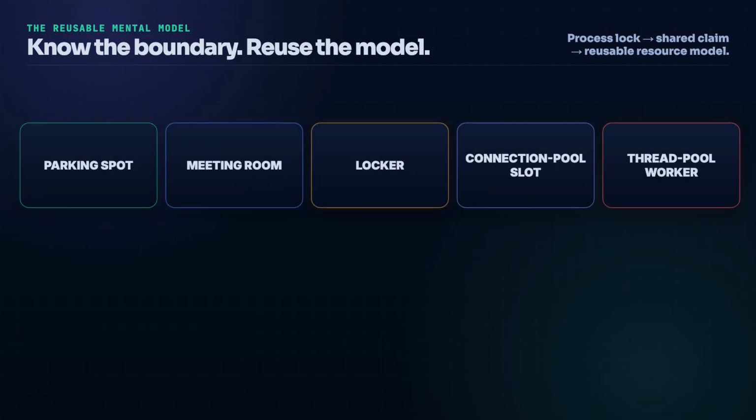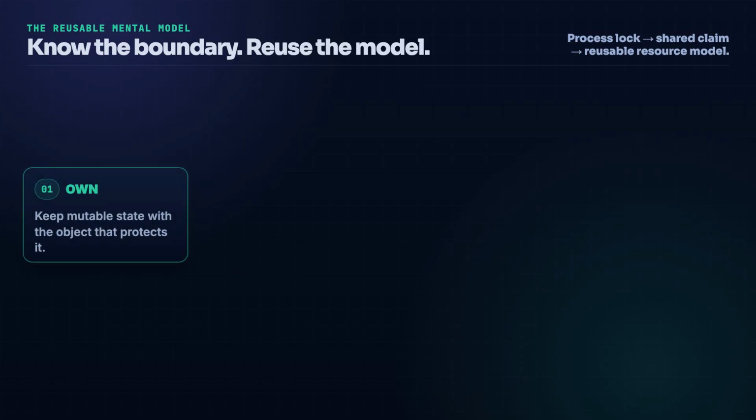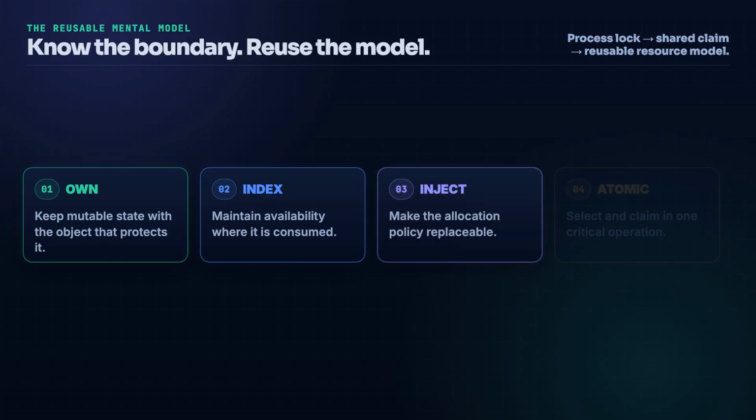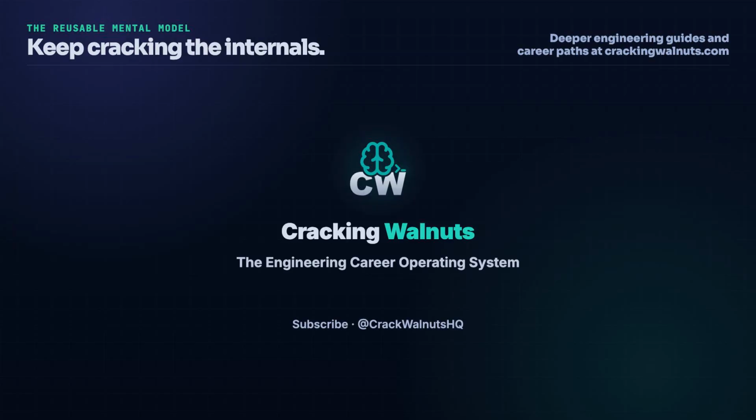This design is also bigger than parking. A meeting room, locker, connection pool slot, or thread pool worker follows the same shape. Match a request, claim one resource, issue a lease or ticket, and release it later. Remember 4 rules. First, let the write object own mutable state. Second, index availability where it is used. Third, inject the matching policy. And fourth, make selection plus claim atomic. That is parking lot low-level design, built from real pressure instead of a pattern checklist.